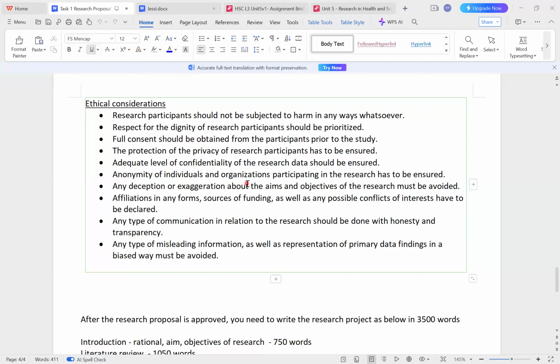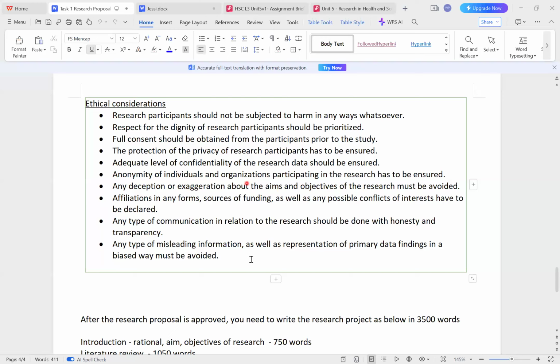Any deception or exaggeration about the aims and objectives should be avoided. Any type of communication in relation to the research should be done with honesty and transparency, and any type of misleading information, as well as representation of primary data findings in a biased way or manner, should be avoided.